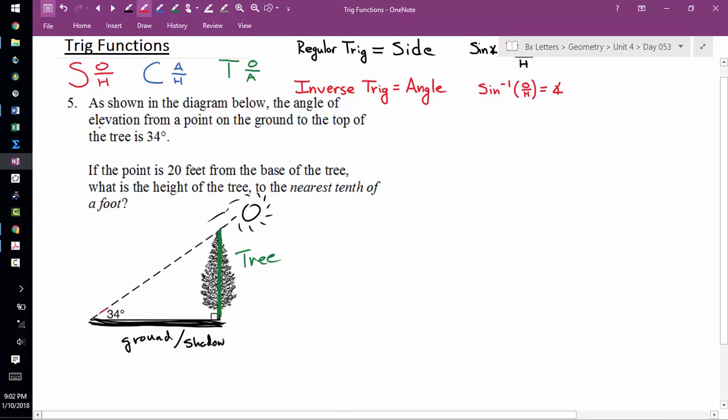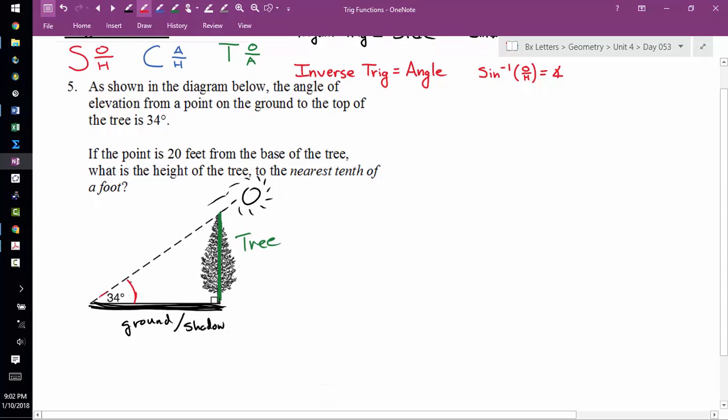It says, as shown in the diagram below, the angle of elevation, that's this thing, is 34 degrees, from the top of the tree to the ground. They tell me if the point is 20 feet from the base of the tree. So the point is where that angle of elevation starts. And the key to letting you know that is point, and then it's from the base of the tree. That's kind of telling me it runs along the bottom.